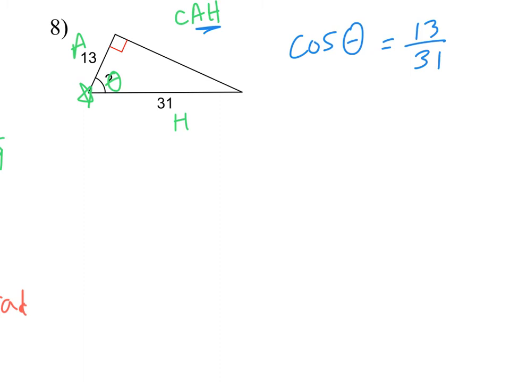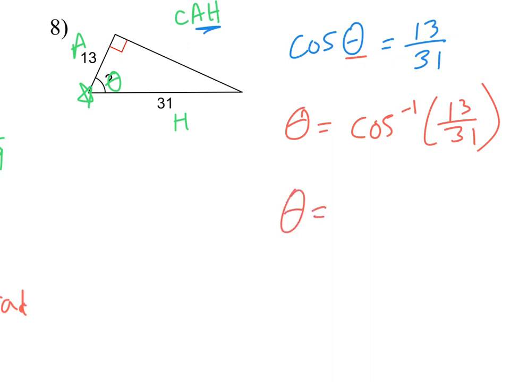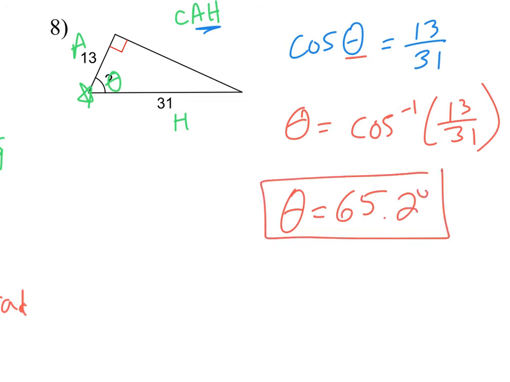And same problem, I'm trying to solve for my unknown, but I've got a cosine there, so I'm going to do the inverse. And I get theta is equal to cosine inverse of 13 over 31. Type that in your calculator. Second cosine 13 divided by 31. And I'm getting theta is equal to 65.206. I'm going to round to 65.2 degrees.